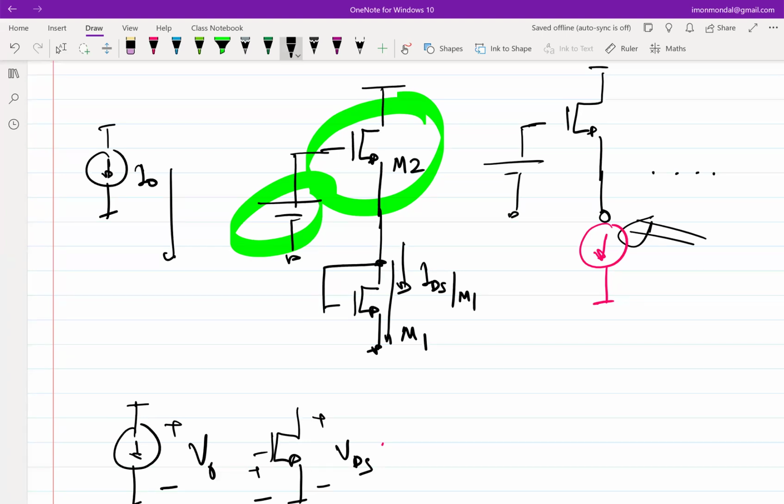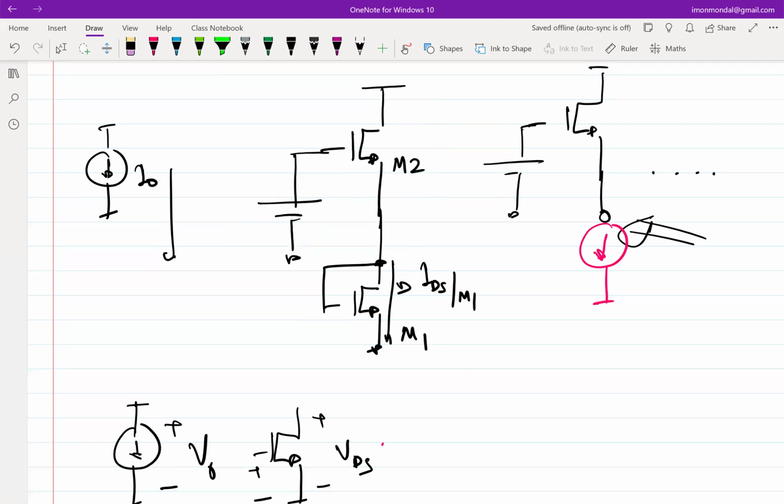Okay, so now let's think about this. If we connect this, what will be the voltage at this node? Before calculating the voltage at this node, can you comment on what's going to happen if this voltage increases or decreases?